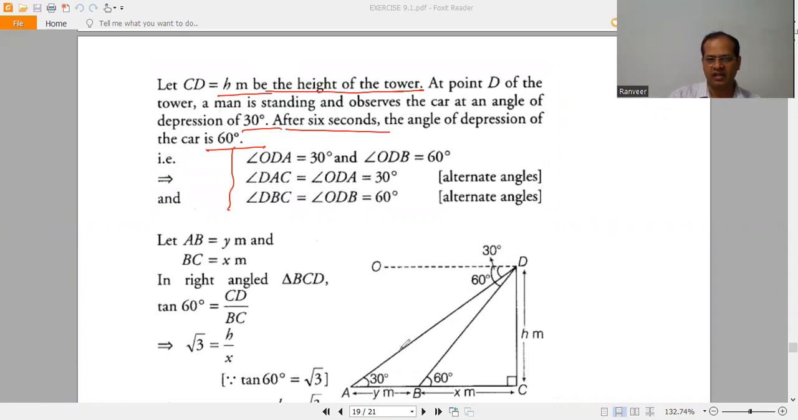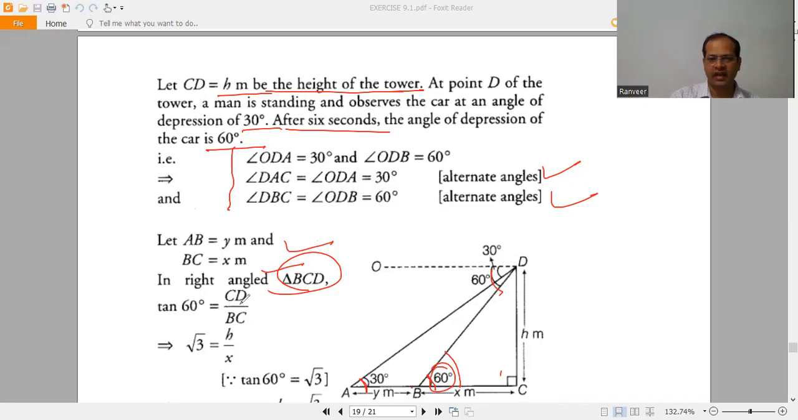So this is 30 degrees, then this is the alternate angle 60 degrees, this is 60 degrees, and this is 60 degrees. So this is nothing but the alternate angle. Now AB equals y meters, BC equals x meters. So in the triangle BCD, this is the 60 degree angle.